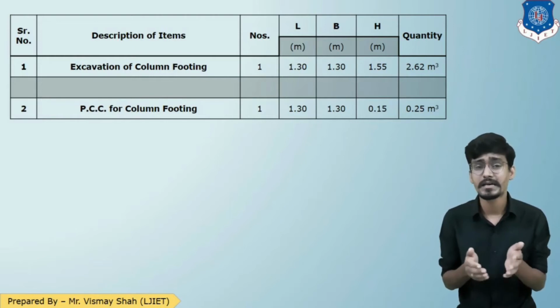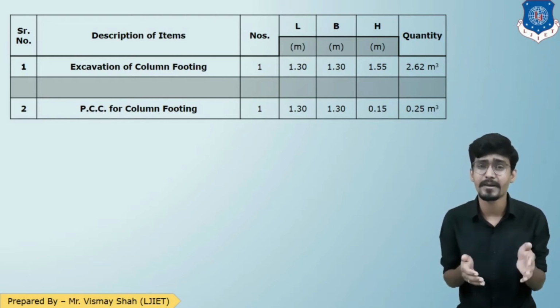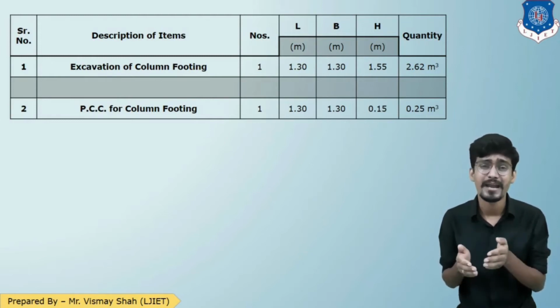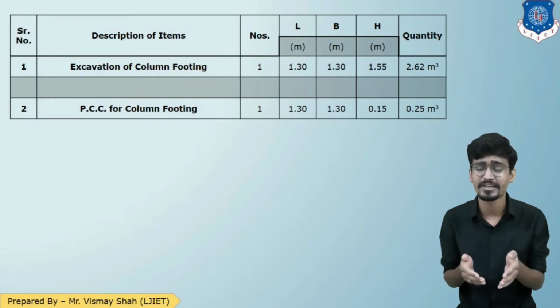Now for the PCC. Students, we have already learned this concept from the center line method and the long wall and short wall method, that PCC is done in the area which you have excavated. So numbers, length and width will be the same as excavation, only the PCC thickness or PCC height will change. Here in our case, PCC thickness is 0.15. So we'll get the PCC quantity as 0.25 cubic meter. Up to this point, it is very easy and very clear.